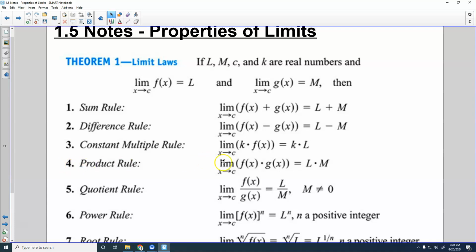The product rule tells us if we've got the limit of two functions multiplied together, we can just take those limits separately and multiply those answers together, right? So if we have two things multiplied, we can multiply. And the quotient rule is that if two functions are divided, we can just take their limits and divide them, right? The only exception you have here is that M cannot equal 0 in this scenario. Why is that? It's undefined, can't have 0 in the bottom, right? So if you end up with a 0 in the bottom, then this is not going to work because you'll get an undefined answer.